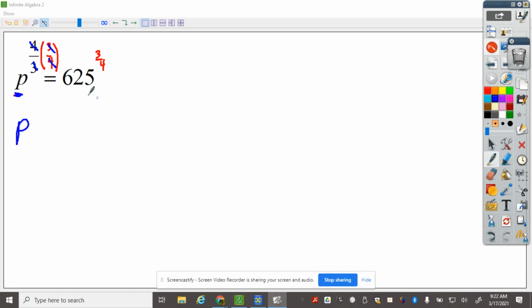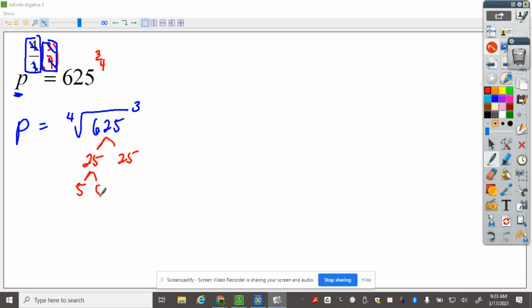To make the story short, you just have to get the reciprocal of 4/3 and raise it to that power, which is 3/4. The idea is you have to do it on the other side also. So this becomes the fourth root of 625, to the third power. What is the fourth root of 625? If you remember, we can break this down to 25 and 25, and 5 and 5, 5 and 5. That's a group of 5. So therefore, the fourth root of 625 is only 5.